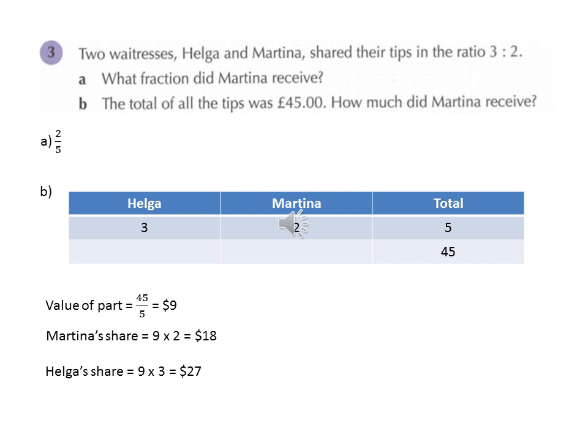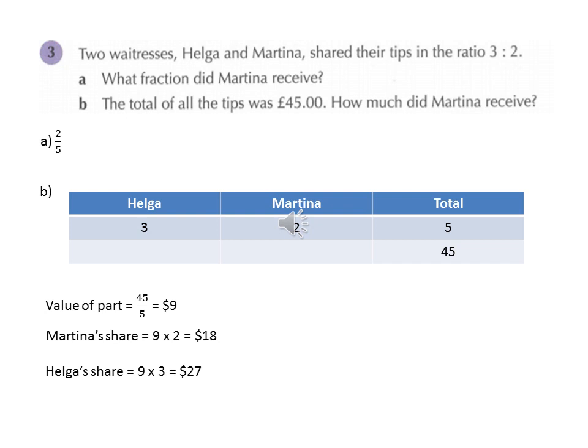And according to question number B, he said that the total of all the tips was 45 pounds. How much did Martina receive? So we have to make the ratio form, which is Helga to Martina to total. So the ratio of Helga to Martina was 3 to 2, and the total parts was 5, and the total amount of money was 45. So I'm searching again for the complete column, and if you search here, you'll find that the total column is the complete column. So we get the value of a part, which is 45 divided by 5 equals 9 pounds.